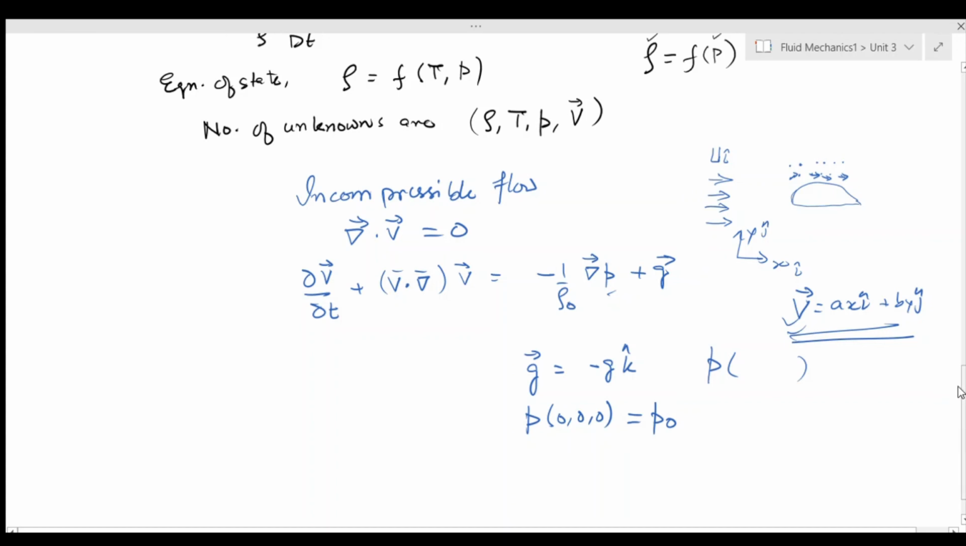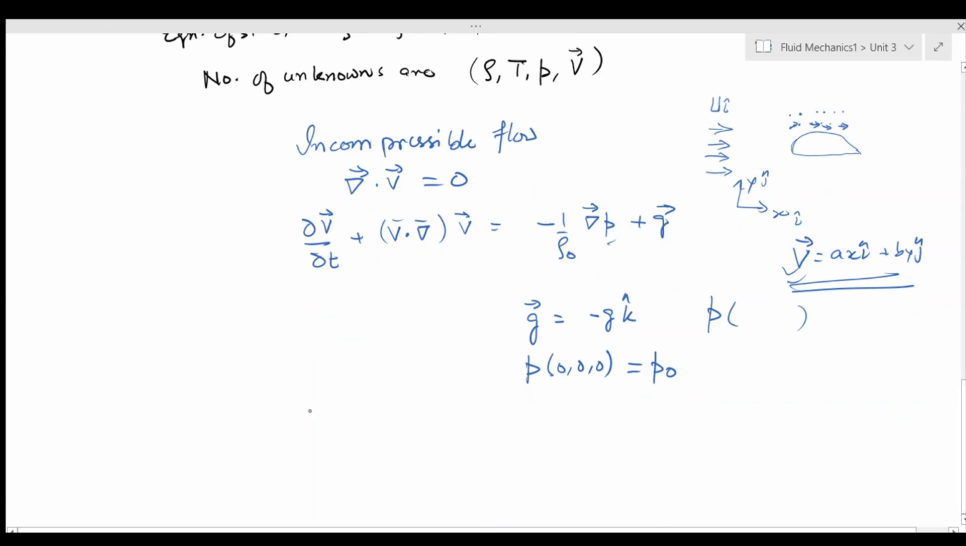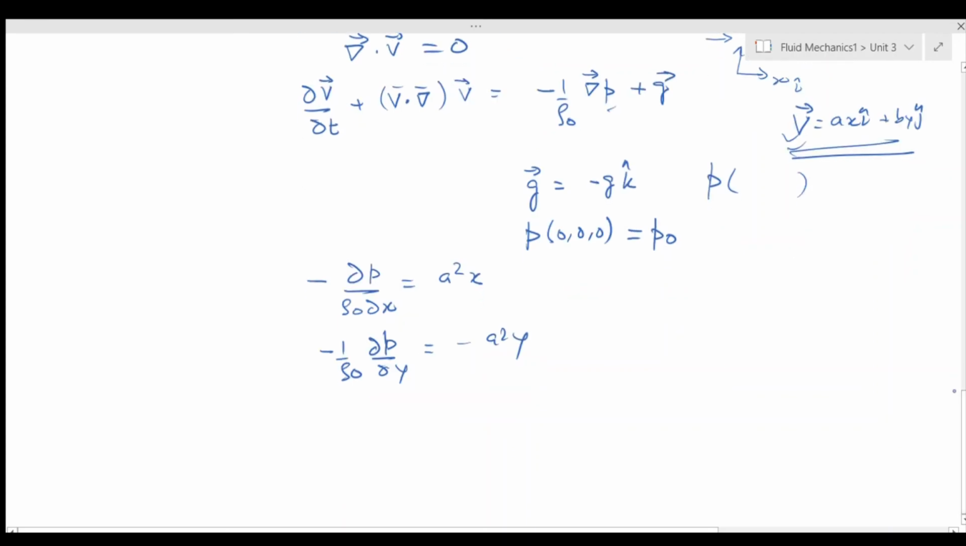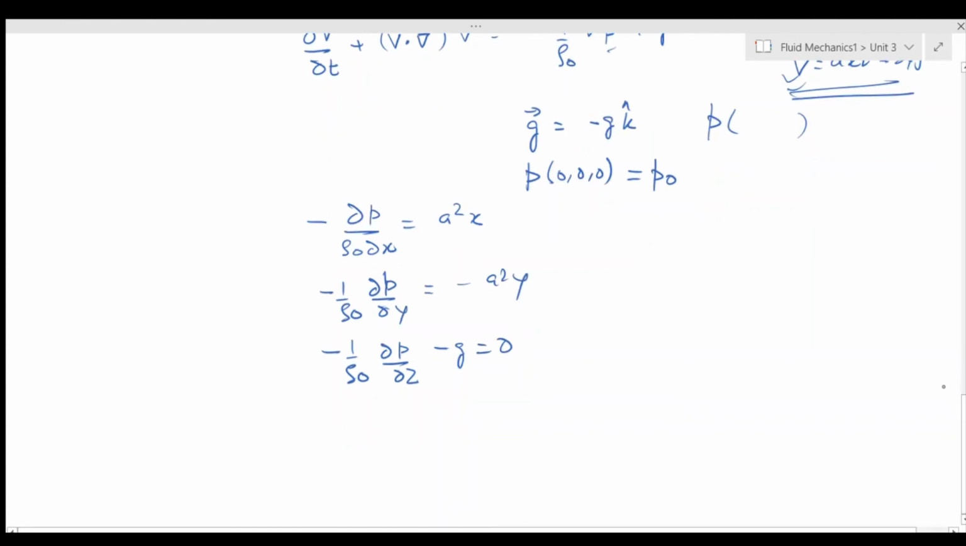If that's the case, then you can modify the equation above and you would get something like this: minus 1 by rho naught del P by del x is equal to a square x. Please look at the sign. Would it be plus a square x or minus a square x? You need to look at that. Minus 1 by rho naught del P by del y is equal to b square y. Just see if it is b square y or minus b square y. This is something which you can work out. And minus 1 by rho naught del P by del z minus g equals 0. This is how you can find the pressure field once you have the velocity field for an inviscid incompressible flow using Euler's equation.